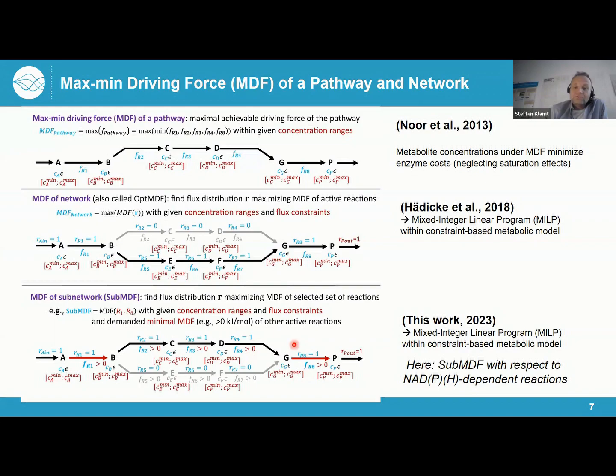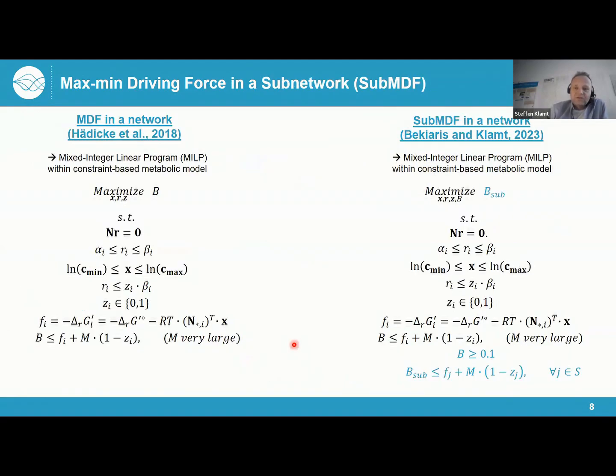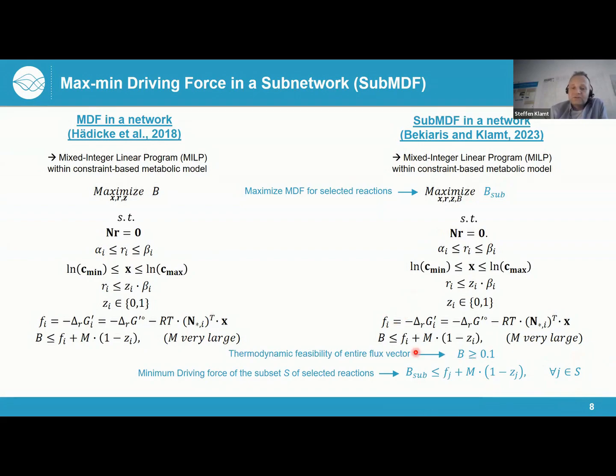So of course, here in our context, the sub-MDF will mainly be used to compute the sub-MDF for the redox cofactor dependent reactions. So that's the reason why we introduced it. And we can compute the sub-MDF in a very similar way as we did here for the MDF. So there are only some minor modifications. First of all, we now compute the minimum of the driving forces of the reactions contained here in the subset. And then we maximize for this subset-based minimum driving force. And of course, we still have to ensure that all other involved reactions must be thermodynamically feasible. So the driving force must be greater than 1.